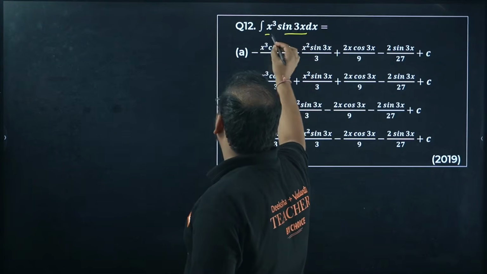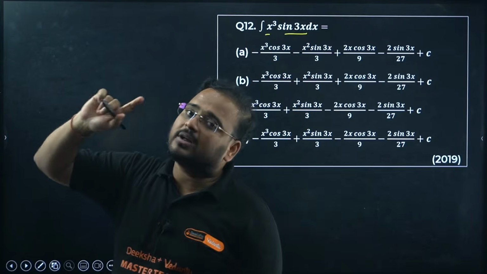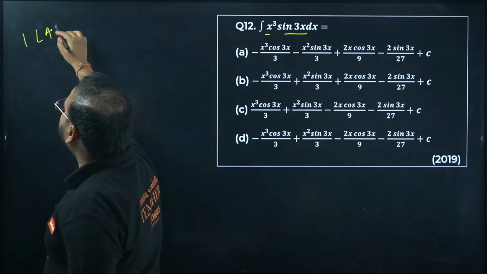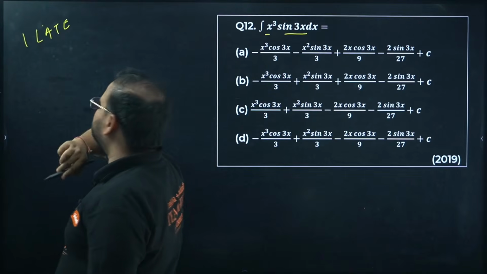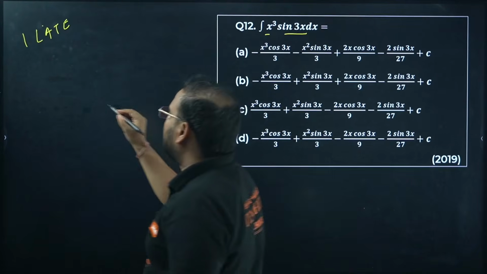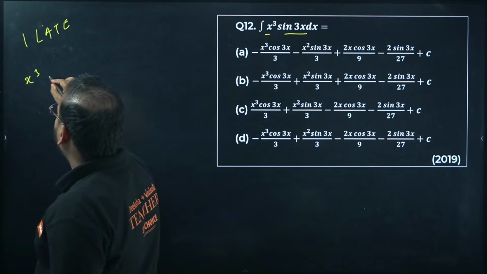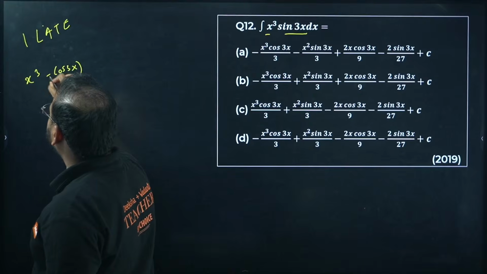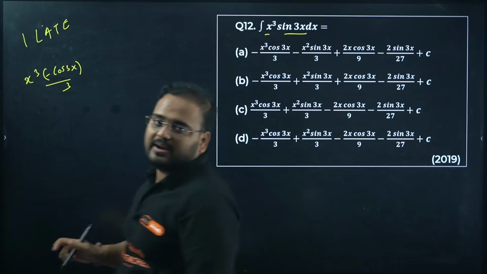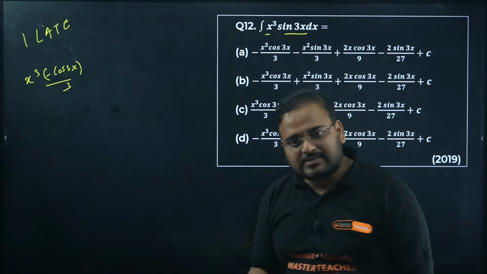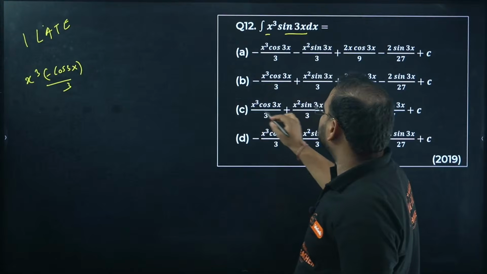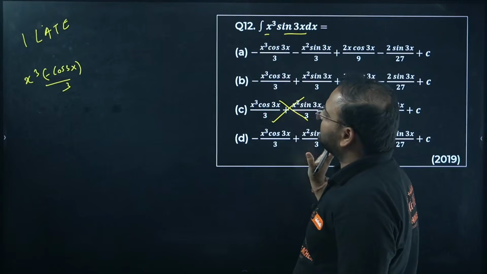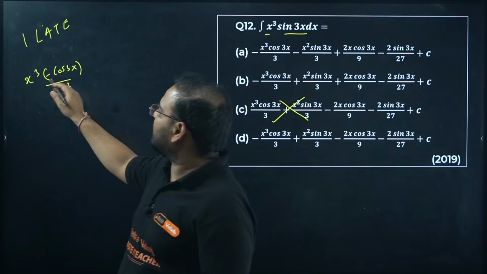x cube sine 3x is there. Again, preference order will be given to what? ILATE. Check here, preference order means ILATE. Algebra has a preference over trigonometry. So you're going to keep x cube as it is and integrate sine. You're going to get what? Minus cos 3x by 3. Integration of sine 3x is minus cos 3x by 3. Check. So this option is gone, because we want only the minus sign. So minus cos 3x by 3 you're going to get.